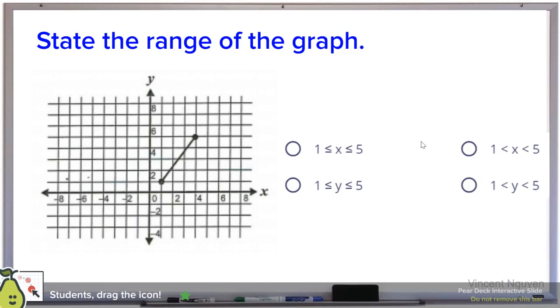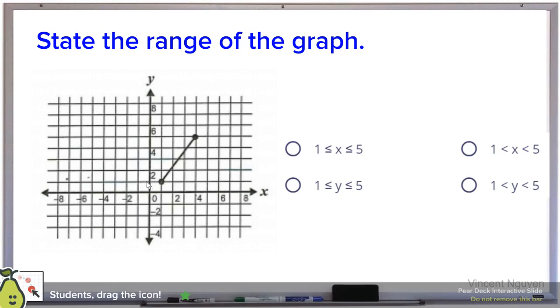State the range of this graph. Okay, again, we're doing range. So be sure to read the question correctly or read the problem and don't just assume that it's asking for whatever you want it to ask. It's asking for range. So we are going up and down. So start at the bottom of your graph.